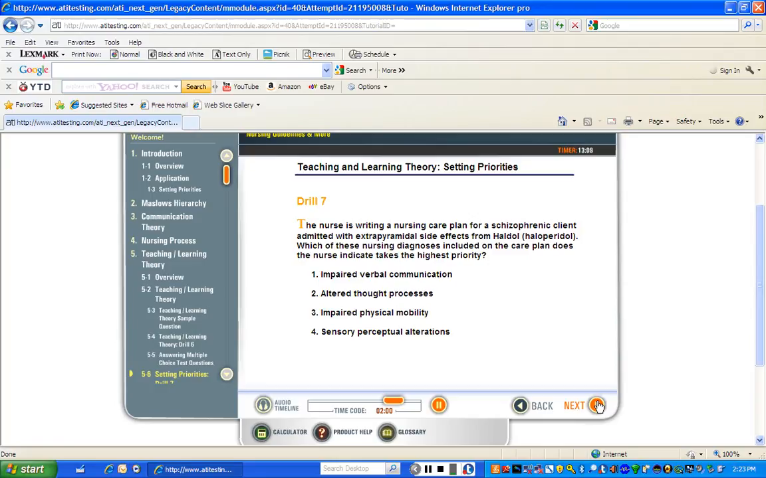Certainly we know that the hallucinations that are common to clients with schizophrenia are alterations in sensory perception. However, this nursing diagnosis relates to the client's medical diagnosis of schizophrenia, not to the issue of the question, which is the extrapyramidal side effects of Haldol. Let's look for a nursing diagnosis which better relates to the issue of the question.